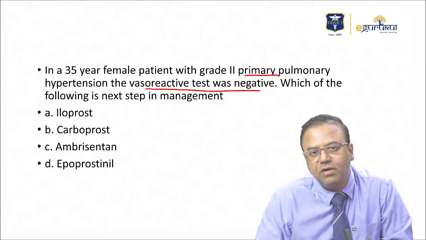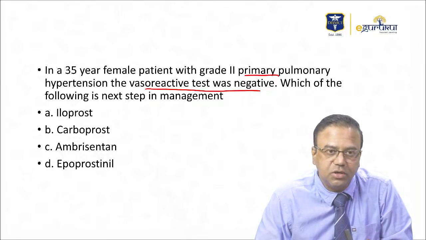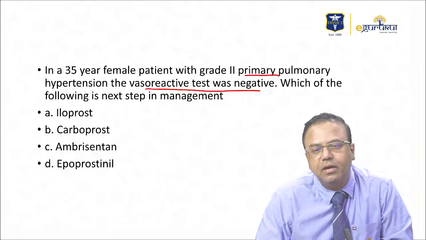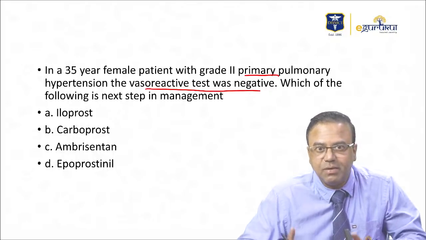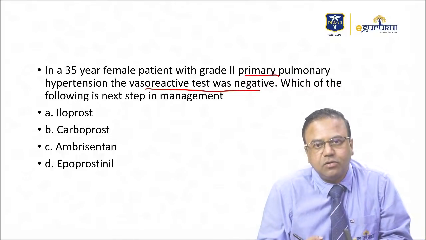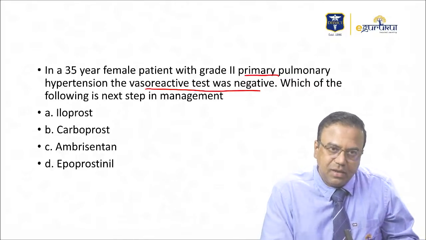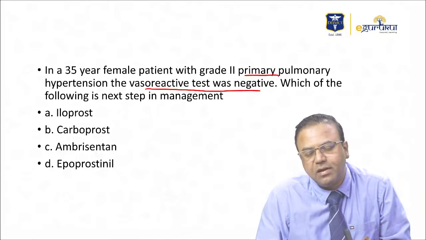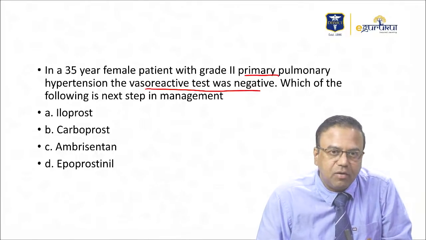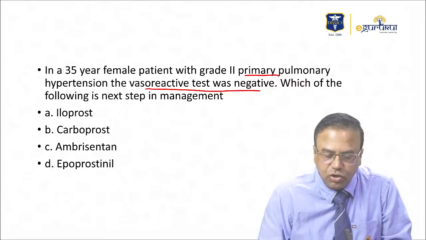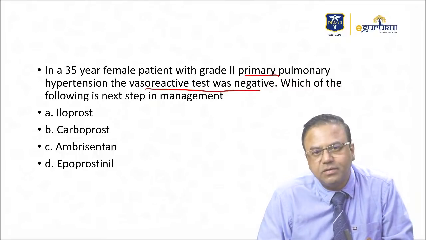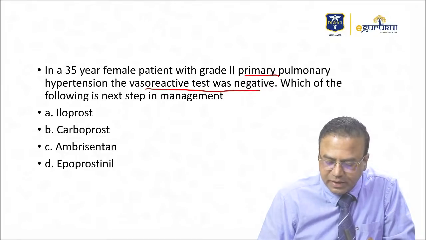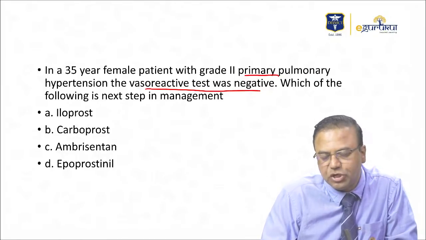You should know that the 6th World Symposium happened recently, and they changed the definition of primary pulmonary hypertension. This is a topic that is being discussed, and it is bound to come. It came in the last INICET, and it has come in this INICET, so it was an expected topic. Anything new that has had a lot of changes is bound to come in the exam. So anyway, they didn't ask what we were expecting, which was the primary pulmonary hypertension definition.